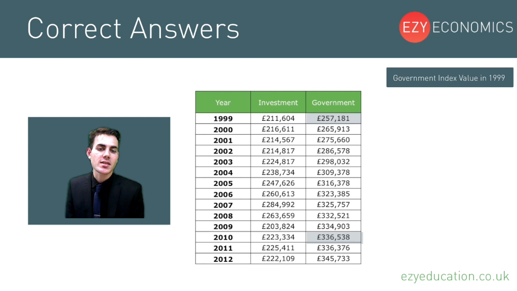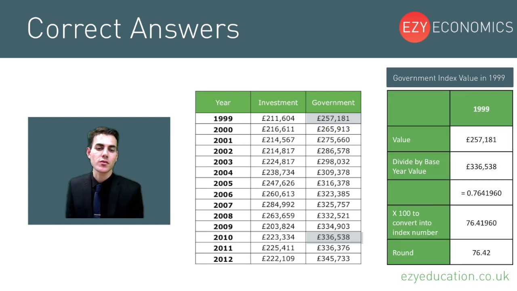Next, we've got the government index value in 1999, so that's the actual value, but the base year is still 2010. So we divide the actual value of £257,181 by the base year value of 336,538 to give us 0.764190, multiplied by 100 to convert into an index number, that gives us 76.41960. Round to 2 decimal places, the 9 rounds up to cause us to go to a 2, so we get 76.42 as the government index value in 1999.